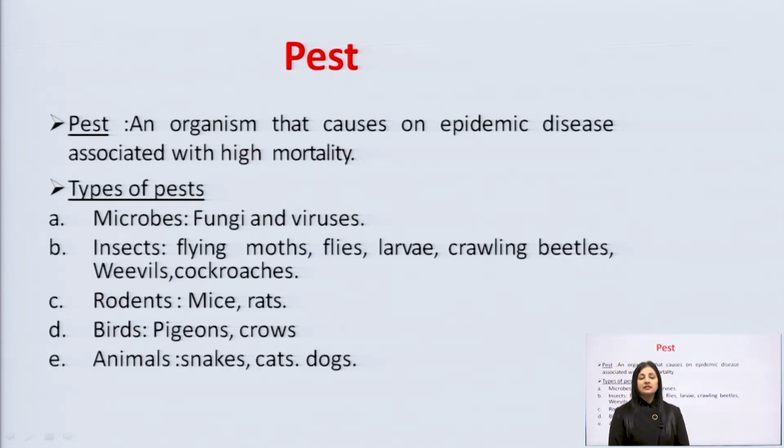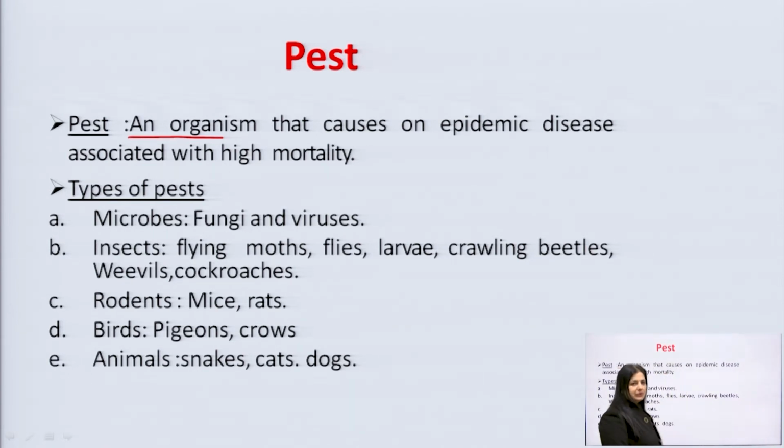Pest. Now another factor which we need to take care of in the plant is pest control. We cannot allow the pest to grow in the plant. So what is a pest actually? It is something undesirable. It is an organism that causes an epidemic disease associated with high mortality. It leads to plant senescence or death.